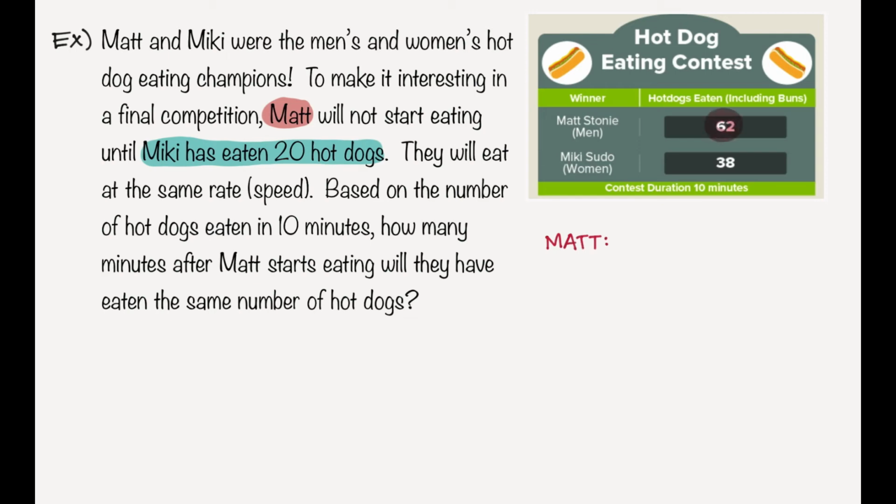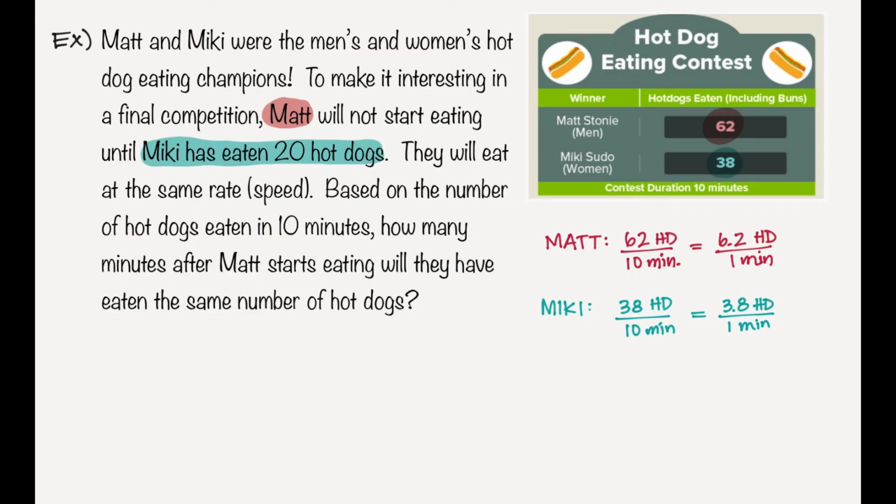So looking at that scoreboard, it showed that Matt ate 62 hot dogs in 10 minutes. So to find his rate, I could divide, and I would be left with 6.2 hot dogs per minute. So that is his average rate, okay? That's pretty fast, right? 6 hot dogs in a minute. For Miki, if I do the same thing, I find that she ate 38 hot dogs in 10 minutes. And when I simplify that, I get 3.8 hot dogs per minute.